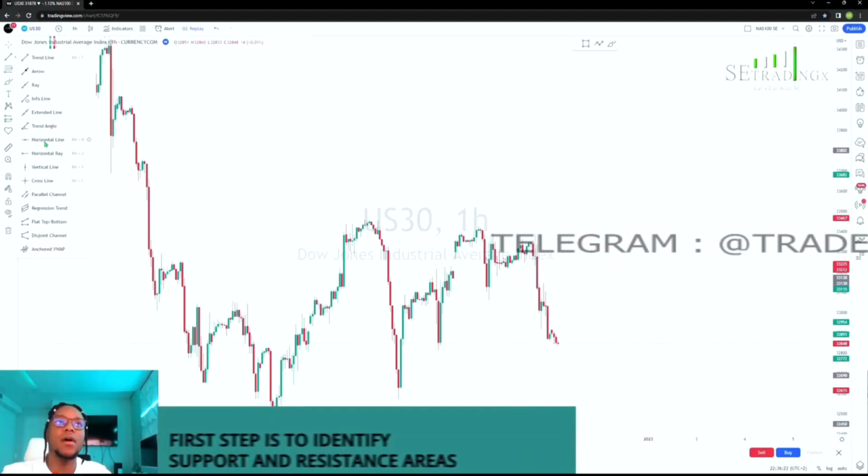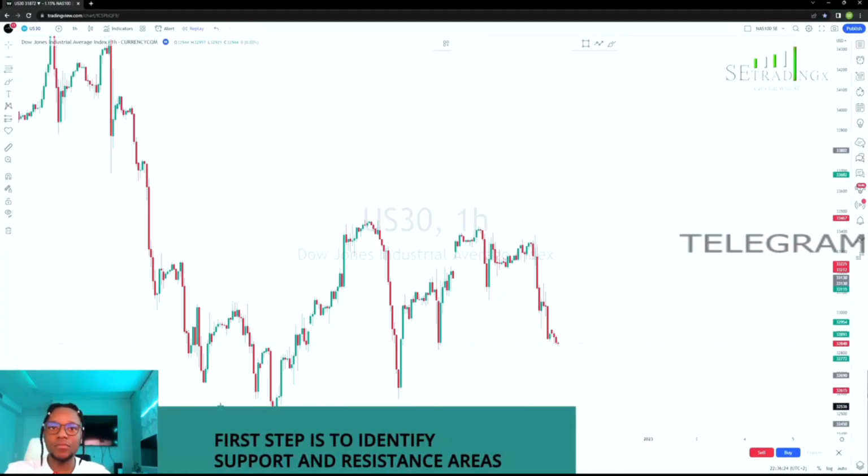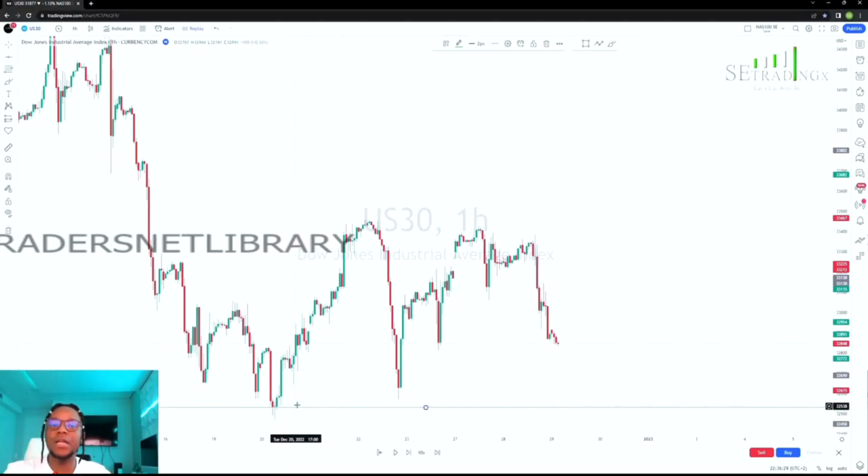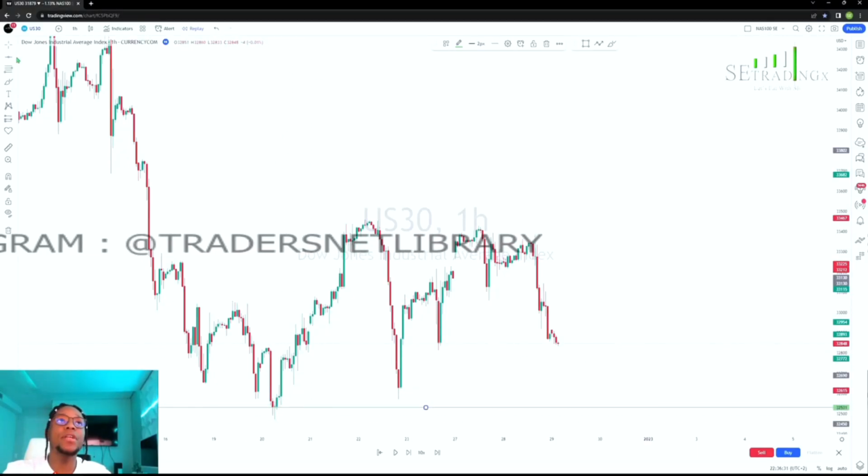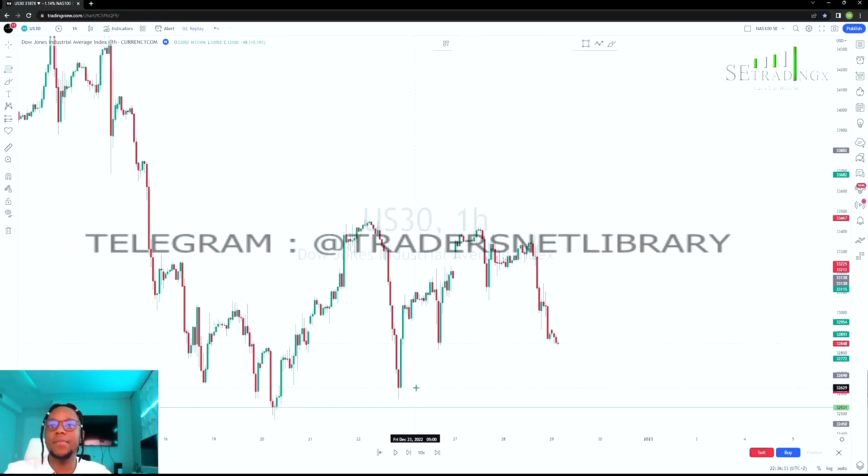Let's first of all get out our horizontal line. Price, as you can see, touched and reversed at this point. Touched, reversed at this point. There's more of a spike point. Let's come over here. The same thing happened.